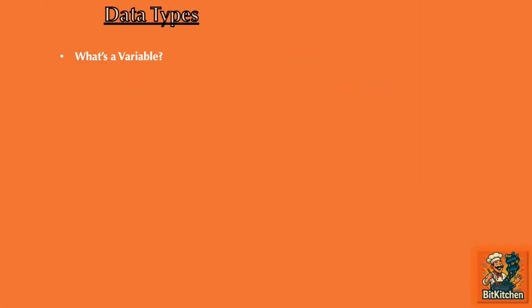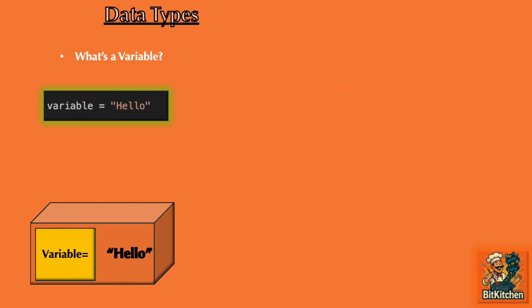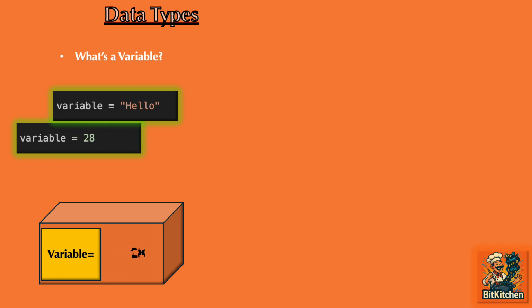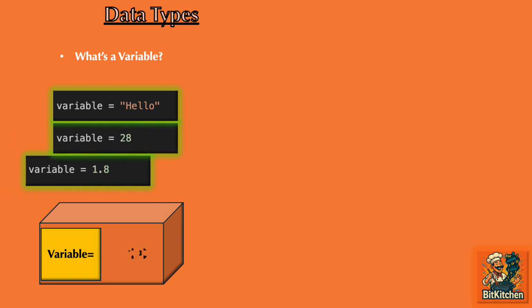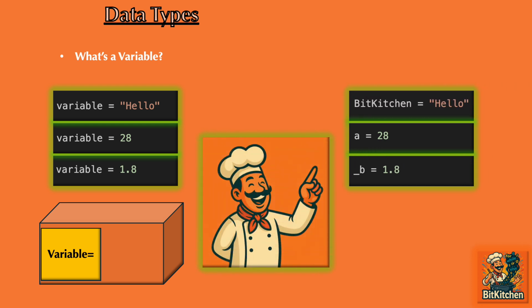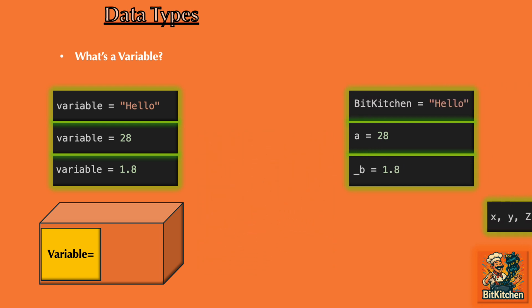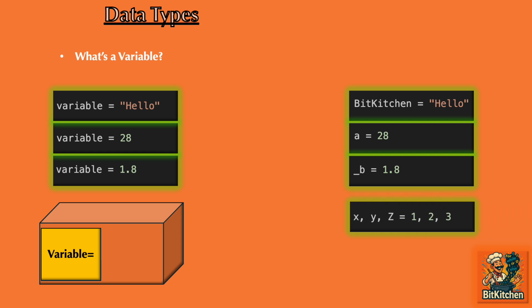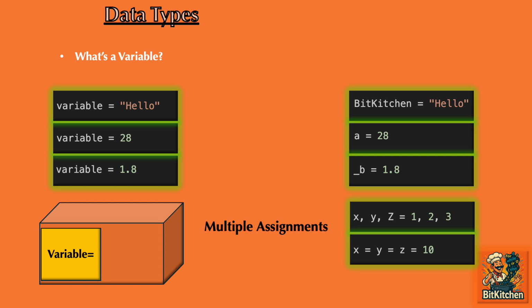In Python, a variable can store a string like this, a whole number, or even a decimal. And don't worry, you don't have to call it variable. The name can be anything, a, underscore b, or even BitKitchen. You can also assign multiple values in one go, like this. And if they all need to share the same value, here you are. It's called multiple assignment. It's clean, it's elegant, it's very Python.